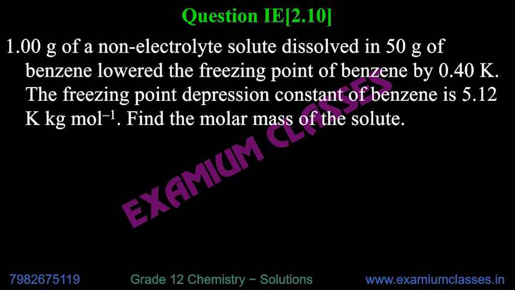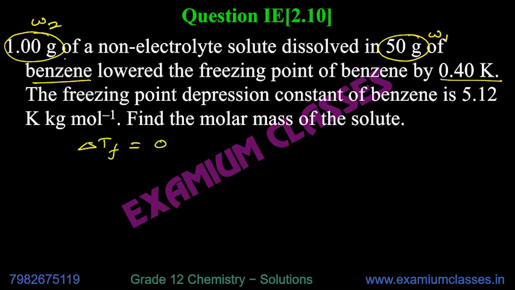Next question. 1 gram of a non-electrolytic solution dissolved in 50 grams of benzene. So this one is solute, sorry, W2, and this one is solvent, W1. Benzene is solvent. It lowers the freezing point of benzene by this much, which means delta TF is given: 0.40.